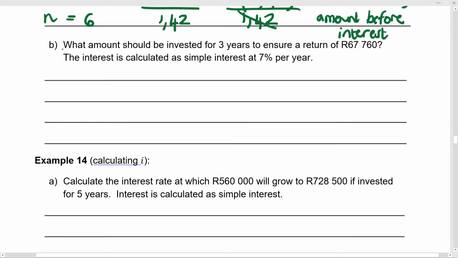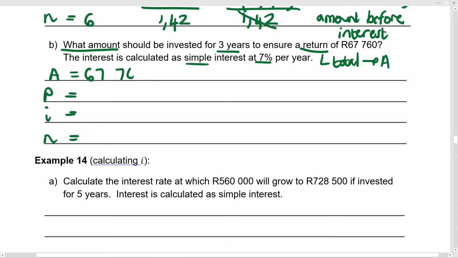Question B asks, what amount should be invested for 3 years to ensure a return of 67,760? The return is your total amount at the end, which means it is your A value. They tell us simple interest and they tell us 7% per annum. I'm going to write here A equals, P equals, I equals, and N equals. I know that my A is the 67,760. My P is the question mark. I is 7% and N is 3 years.